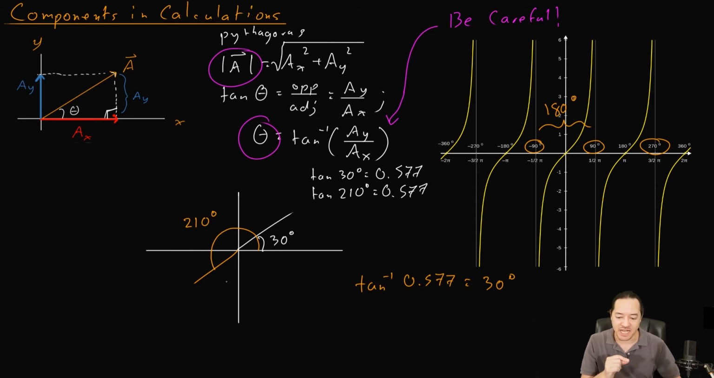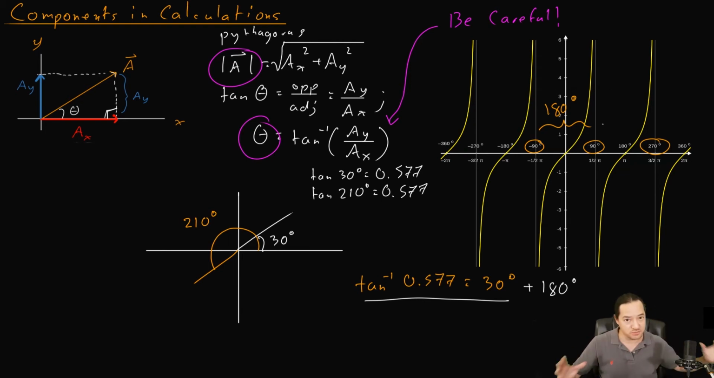Now, if I have some value from ay over ax, and it's 0.577, and I take the inverse tangent of it, my calculator is going to give me 30 degrees. But actually, it could be 210 degrees. Why? Because it could be 30 degrees or 30 degrees plus 180 degrees, which is 210, because tangent repeats itself after every 180 degrees.